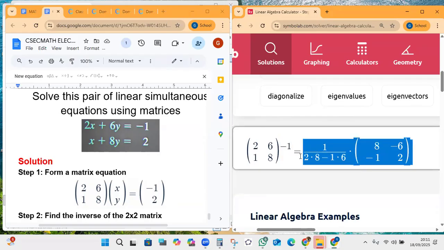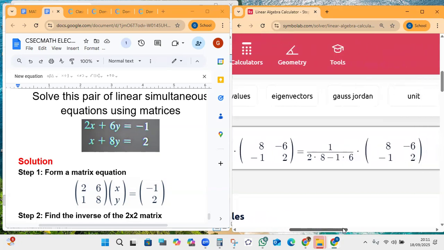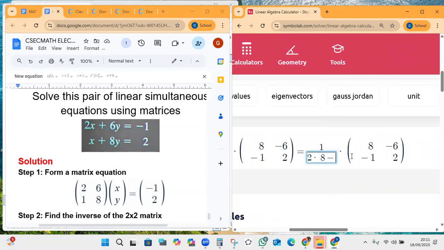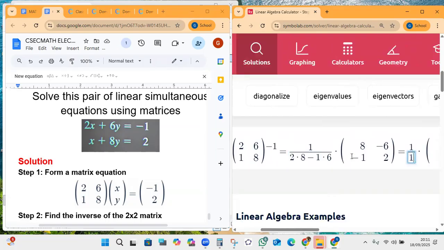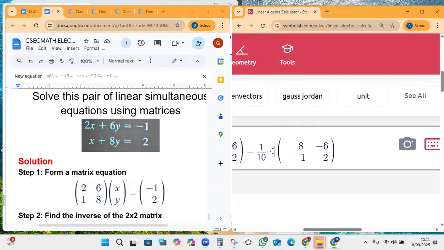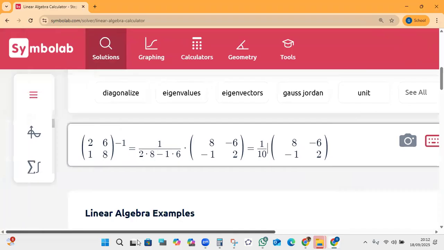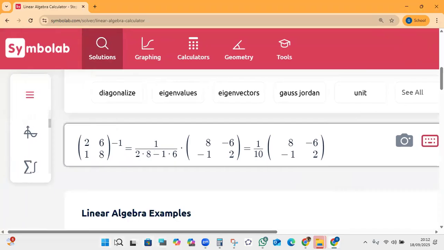And then you simplify the determinant. For the determinant, we have 2 8s are 16. 16 minus 6 will give us 10. So the inverse is 1 over 10 times 8, -6, -1, 2. So we have our inverse.